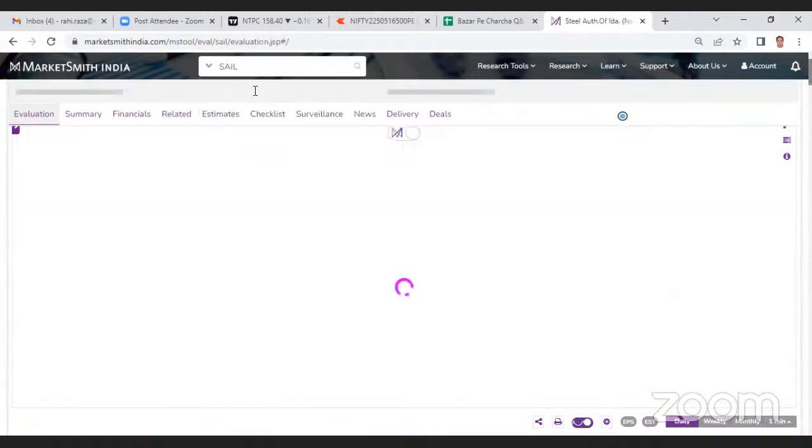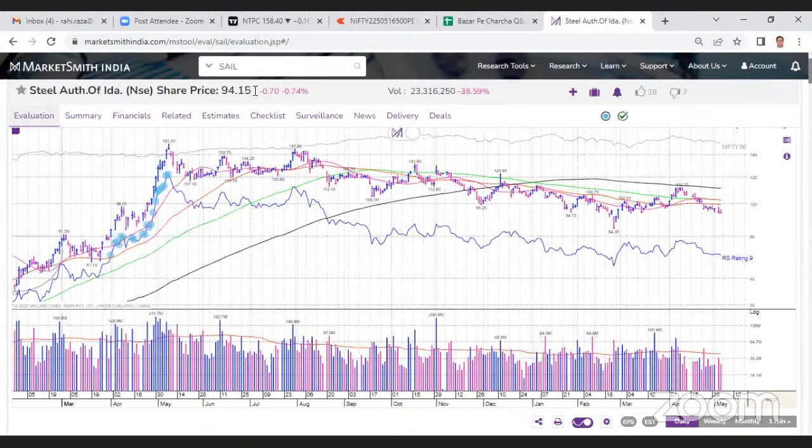Steel Authority of India. Now it has breached the 100 rupees key level, and it is trending below that level. Meanwhile, it is sideways with a negative bias only.